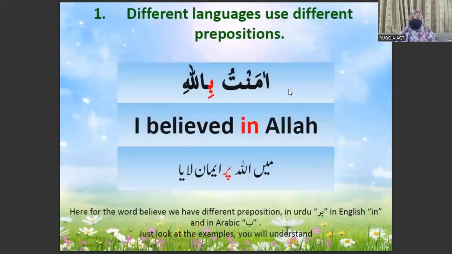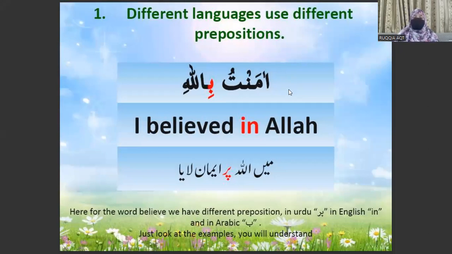Okay, we have learned different rules, and every language has different rules. Yesterday, we learned different rules for Arabic as well, and today we will quickly revise them. The first rule is that different languages use different prepositions.